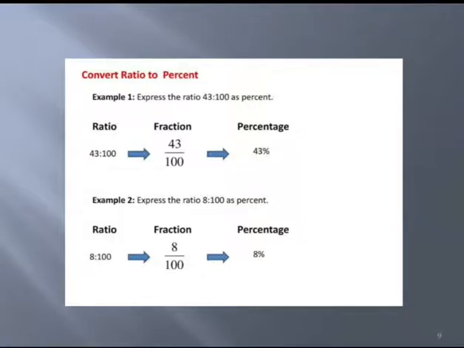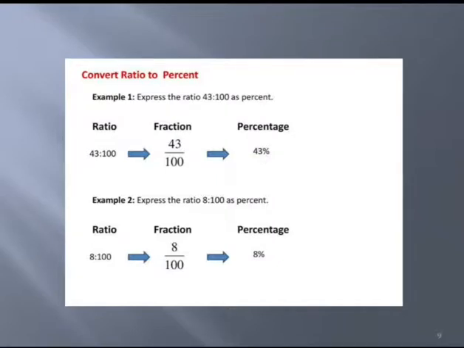Now keep this in your mind: the percent symbol is equal to 1 upon 100, right? So can we write this fraction 43 upon 100 as 43 multiplied by 1 upon 100? Yes, we can write it, we'll get the same result. So in place of 1 upon 100, you can put the percent symbol and you will get 43%.